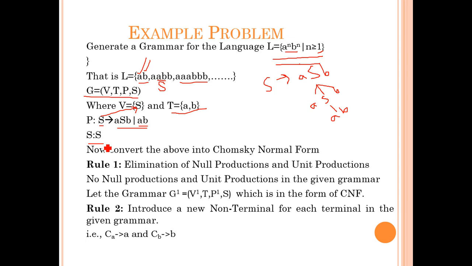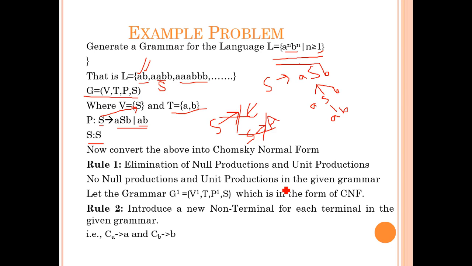Now, you have to convert this context free grammar into Chomsky normal form. What is the first rule? You have to eliminate null productions as well as unit productions. In this given grammar, we don't have any null productions as well as unit productions. What are null productions? Productions in the form of S tends to epsilon. We don't have this type. What are unit productions? Like you have S tends to A. We don't have this type of productions, so we don't have any null productions as well as unit productions in the given grammar.